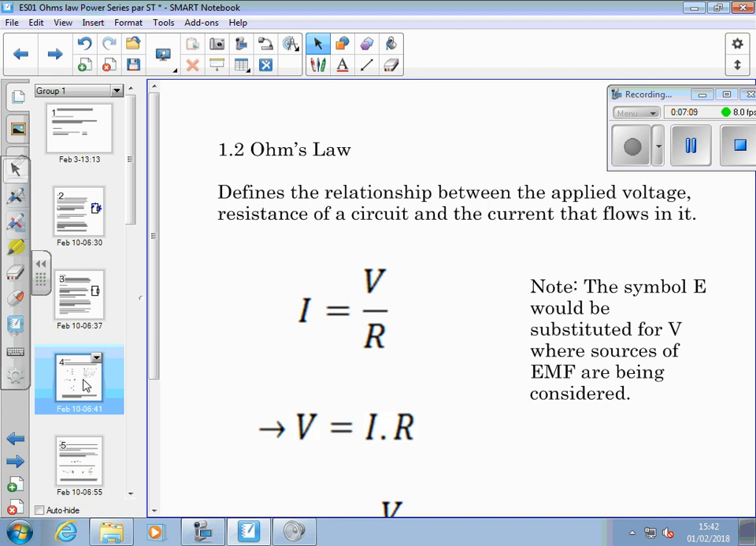We use the symbol E instead of V where sources are being considered. You'll find that textbooks, some of them stick to E, some of them switch between E and V. If you've got equipment made in Germany, you may see that as well. So I do apologise for the confusion.